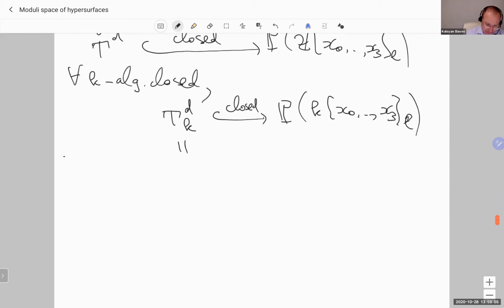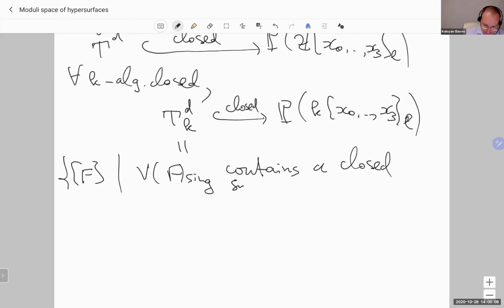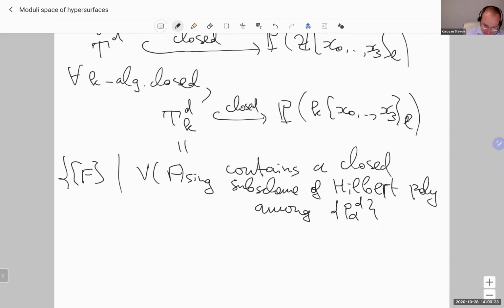So it is the set of hypersurfaces F such that the singular locus, V(F) singular, contains a closed subscheme of Hilbert polynomial among the polynomials P_alpha,D. That's technically what it is. You should be thinking of it as parameterizing hypersurfaces singular along a curve of degree D. Let's call it this way, a curve of degree D.